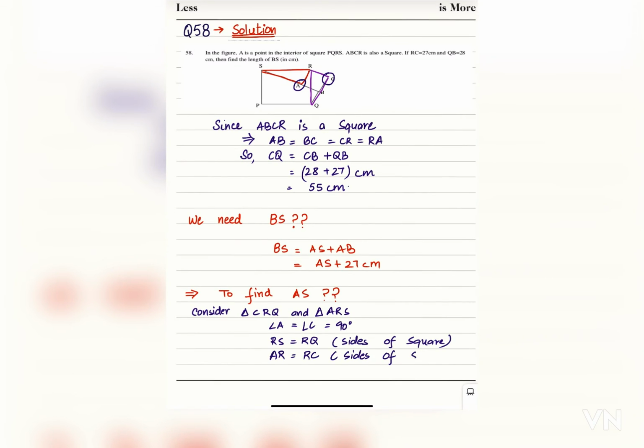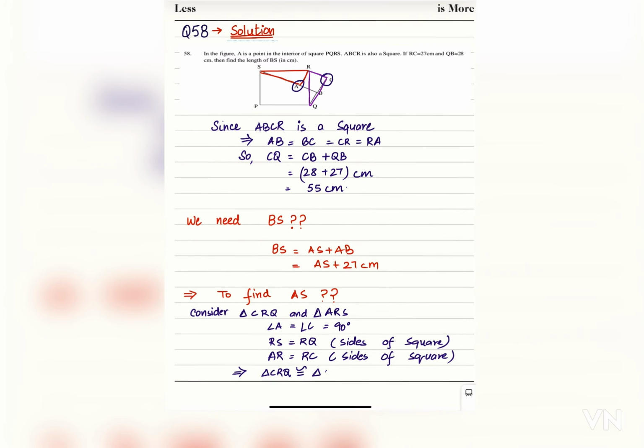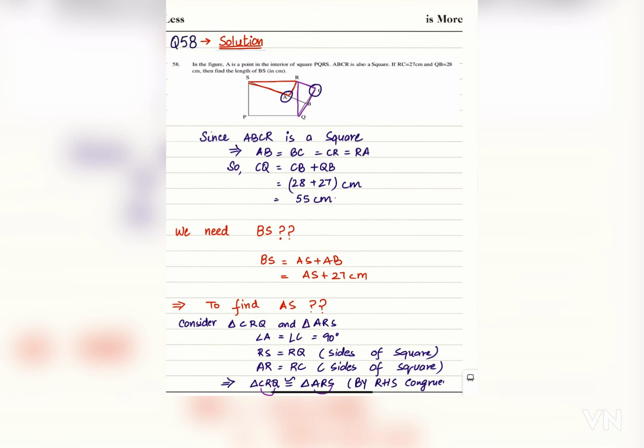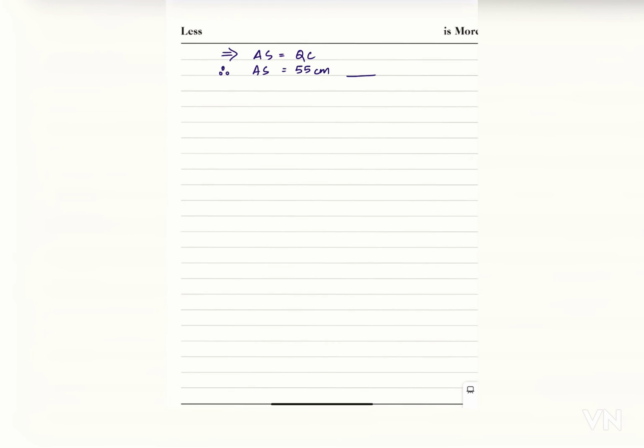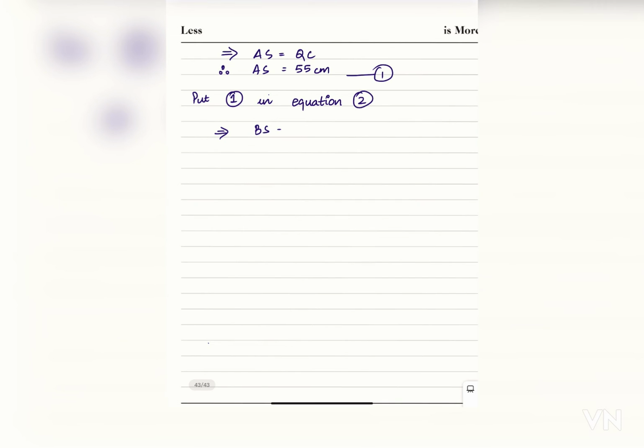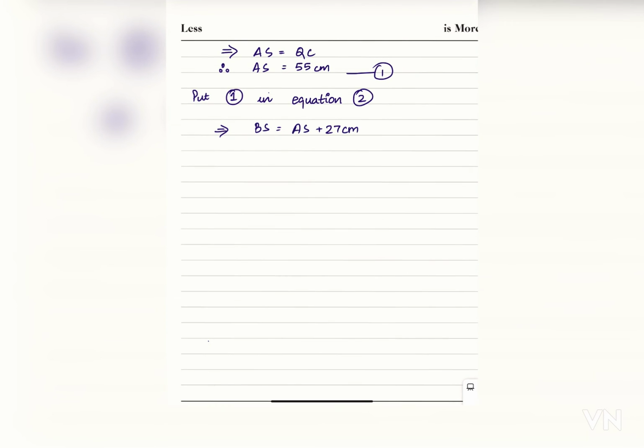Consider triangle CRQ and triangle ARS. As you can see here, angle A equals angle C and sides are equal. So by the RHS congruency rule, we can easily prove that triangle CRQ is congruent to triangle ARS. By this, we get the corresponding sides AS equal to QC. Therefore, AS becomes 55 centimeters. Now we put this value of AS in equation 2 to get the value of BS, which was AS plus 27. That means 55 plus 27. So we get BS as 82 centimeters.